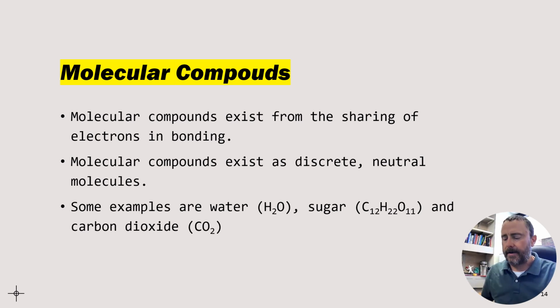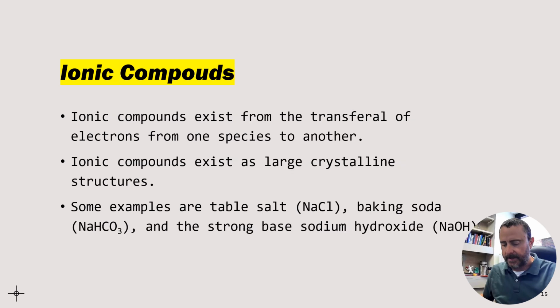Ionic compounds come from the transfer of electrons from one species to another. So they're not sharing custody of the electrons. One species is like, hey, you can just completely take this electron from me.